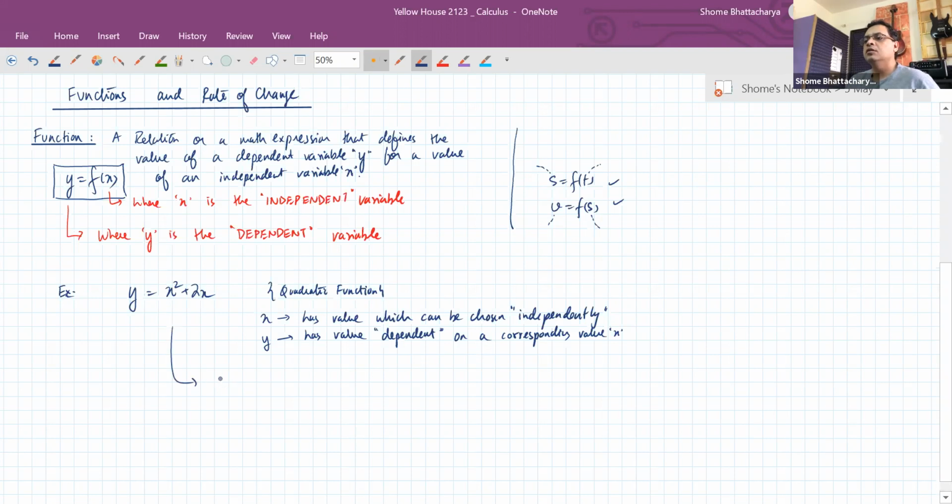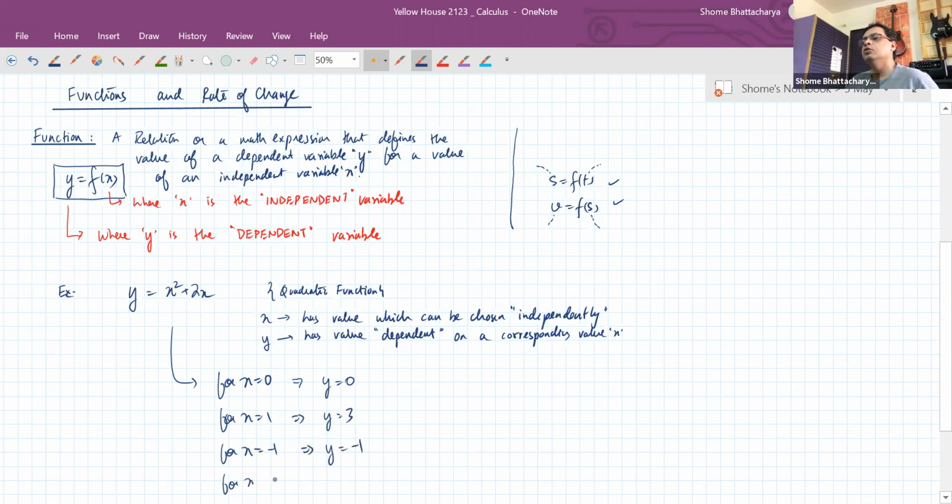So for example, here for x equal to 0, the value of y, I can select 0 independently without thinking of anything else. But the moment I have decided that x's value is 0, now my value of y becomes dependent on that. Y becomes 0. For x equal to 1, you can see that the value of y becomes 3.